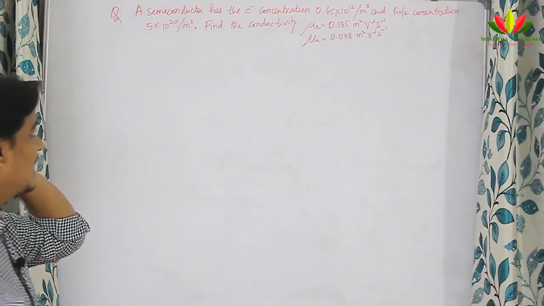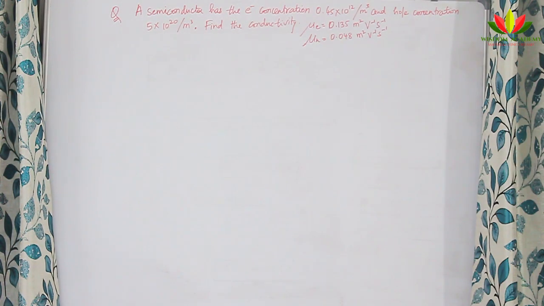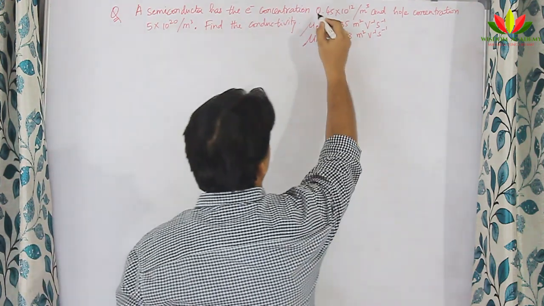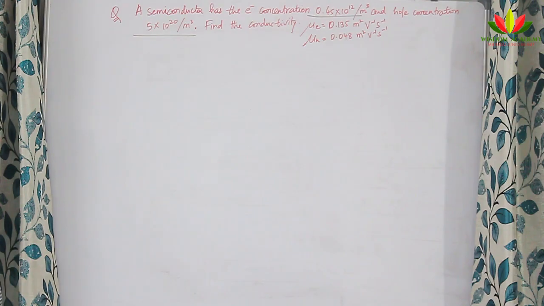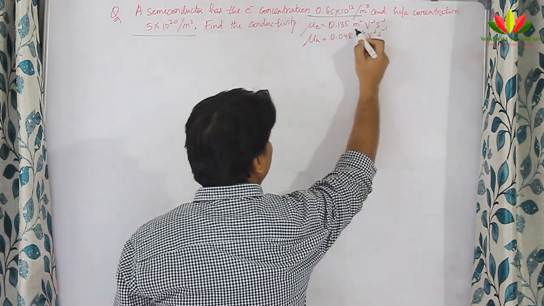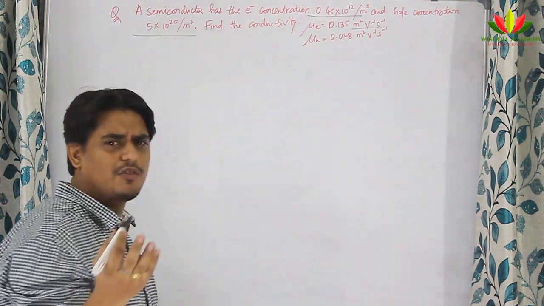Let us see one question. A semiconductor has an electron concentration of 0.45 into 10 to the power 12 per meter cube and a hole concentration of 5 into 10 to the power 20 per meter cube. Find the conductivity. Direct formula based question. See here, the SI unit of mobility also is given, so the SI unit of mobility we can find.